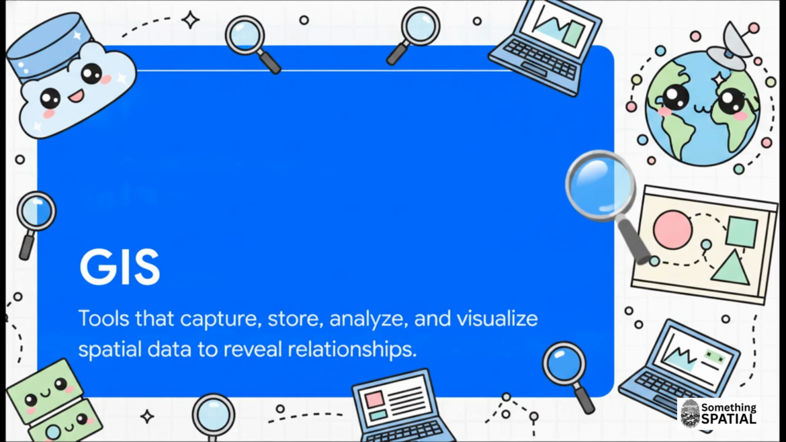By tying spatial data directly to attribute data, basically connecting the where to the what, GIS lets us ask really complex questions about the world, revealing hidden relationships and patterns that traditional paper maps just couldn't handle.